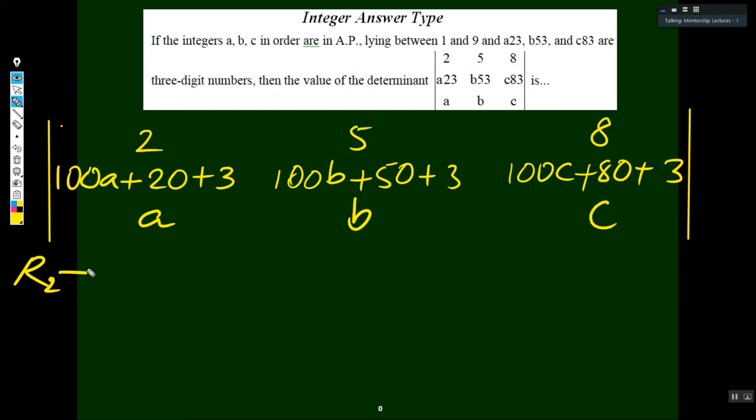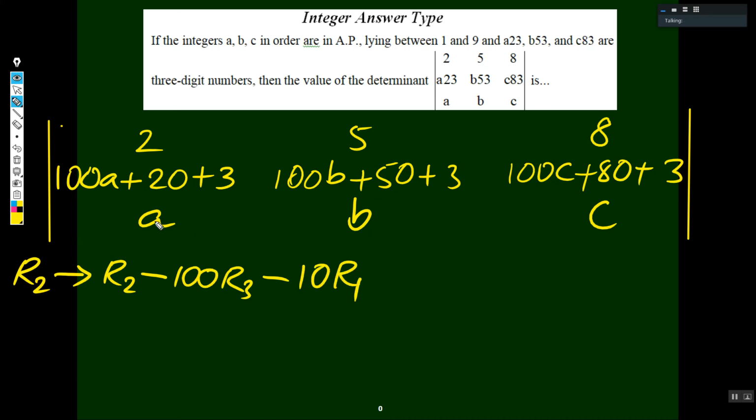Let us change R2 please. R2 changes to R2 minus 100 R3, minus, this is 20 here, 10 R1. Every one of you, please. This is 100 here. Okay, you're right. You're right, Srivardhan. You're right.